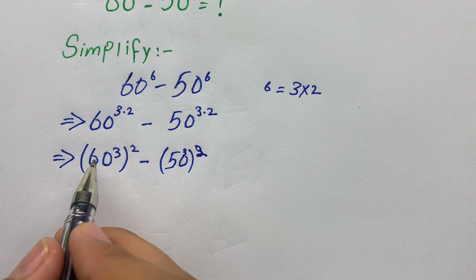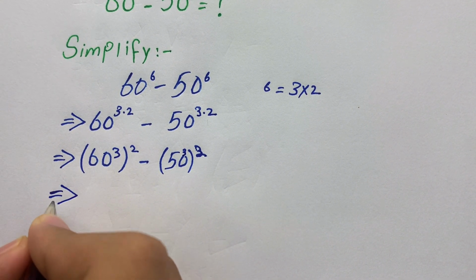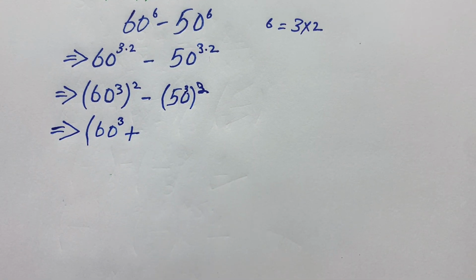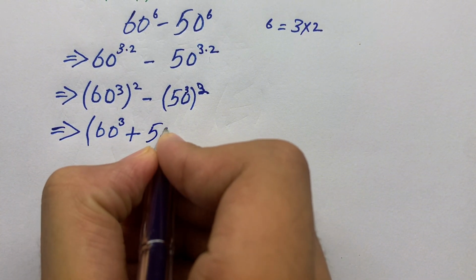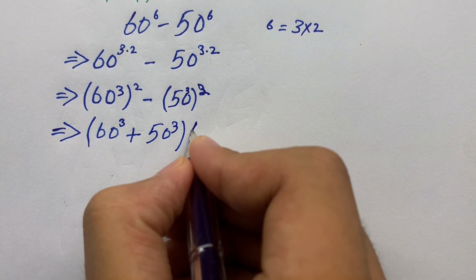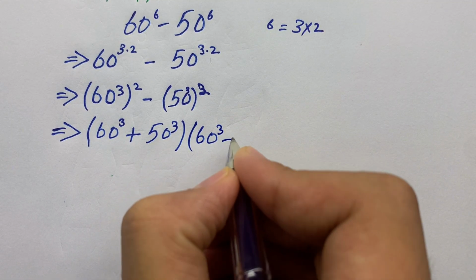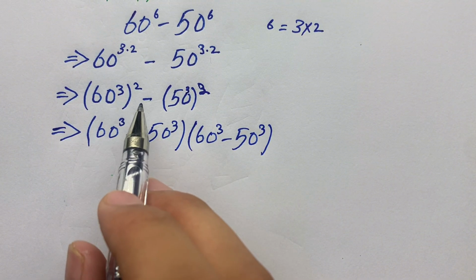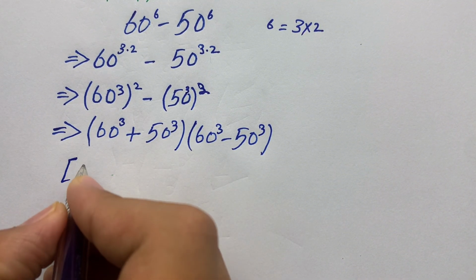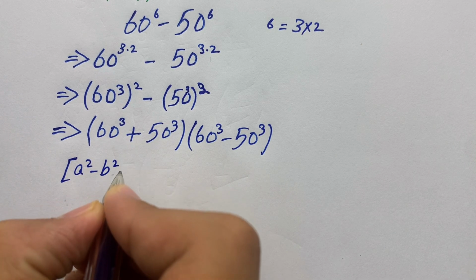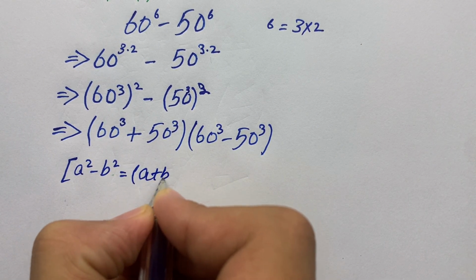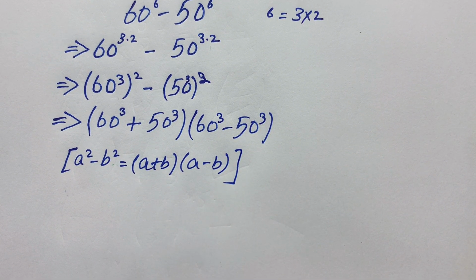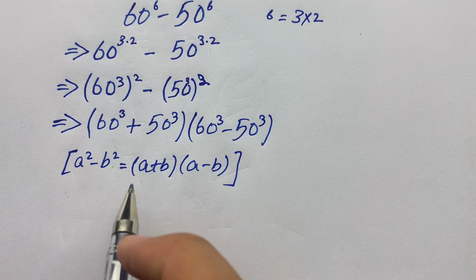Next step, this will be (16 to the power 3 plus 15 to the power 3) whole, into (16 to the power 3 minus 15 to the power 3). Rewrite this. And now we are using the formula a square minus b square is equal to (a plus b) into (a minus b). Now we are using this formula in this equation.